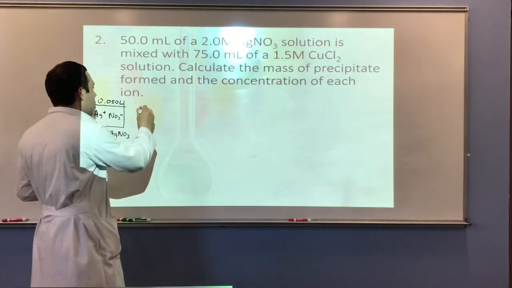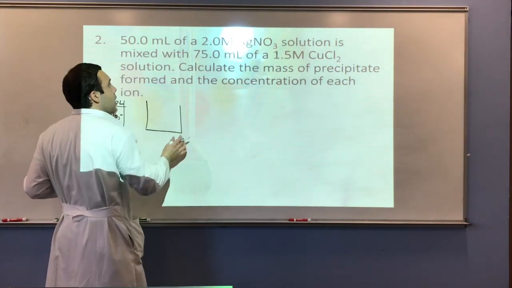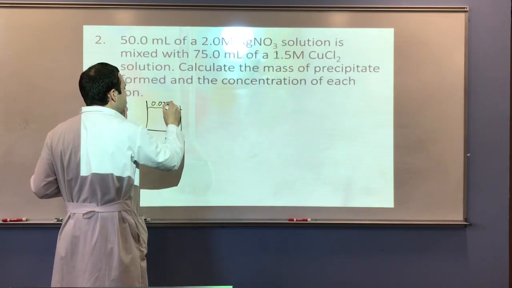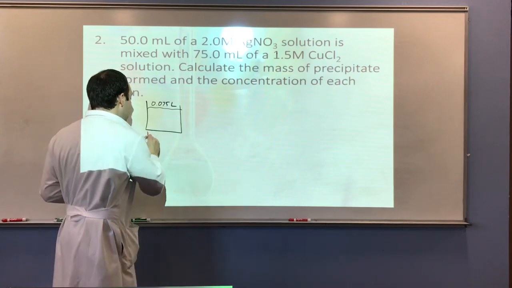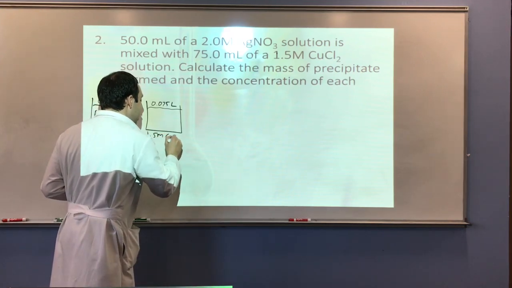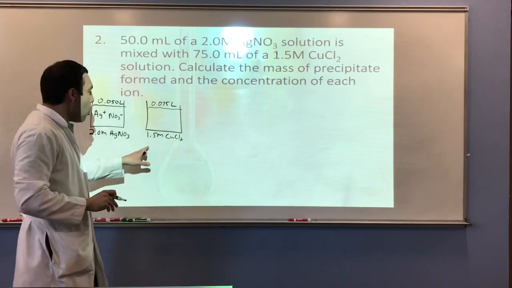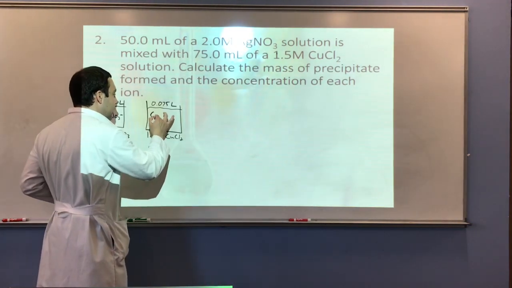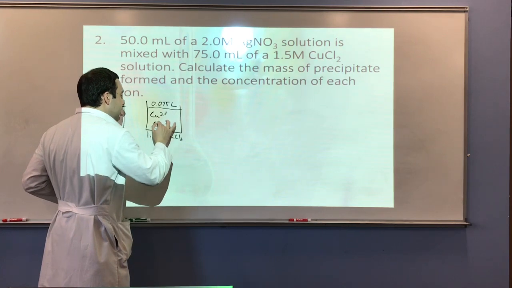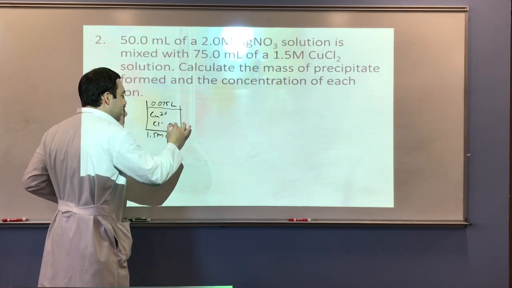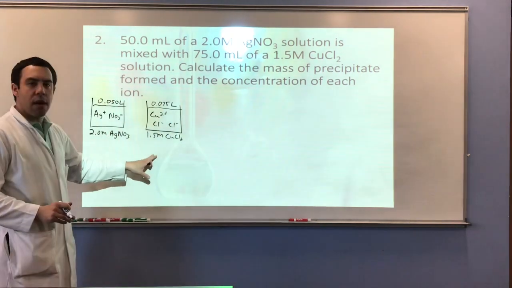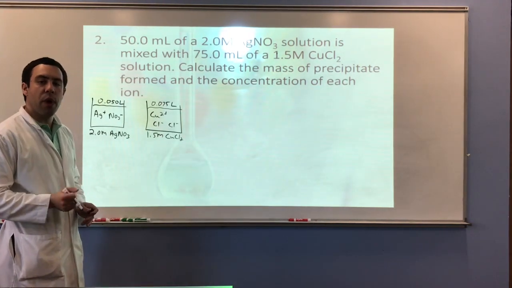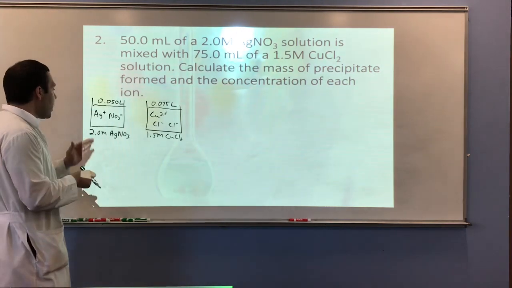The second beaker has 75 milliliters, so that's 0.075 liters of 1.5 molar CuCl2. What makes this a little bit trickier is copper chloride is going to dissociate into Cu2 plus, Cl minus, and Cl minus. So when we find the number of moles of chlorine, we're going to have to double that number when we get there. Let's do the left beaker first.